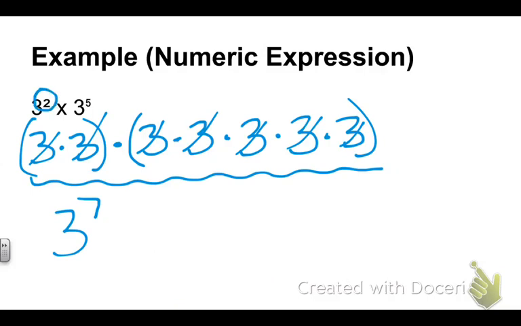So now look at your exponents. There's a square, there's a 5th power.